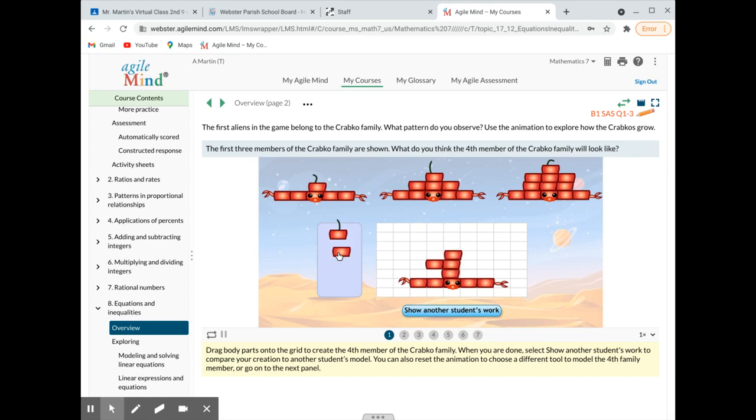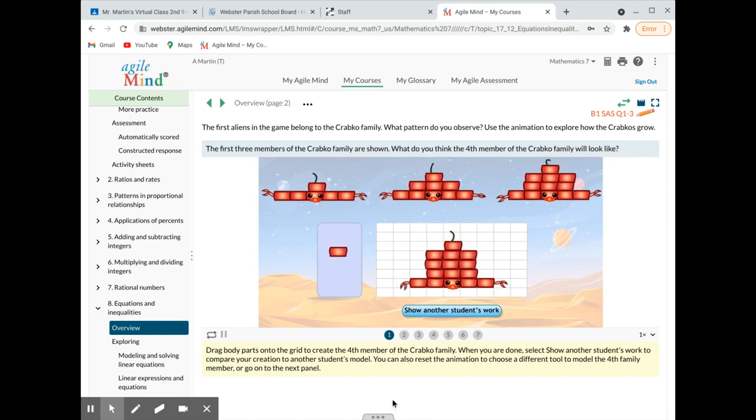Like this? Looking for a yes or a no. Is it looking good? Yes. What do I need to do now? Add his little hat on top.